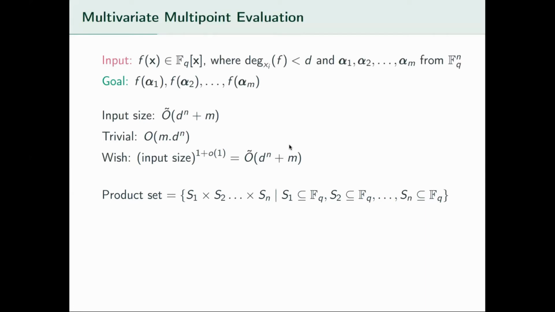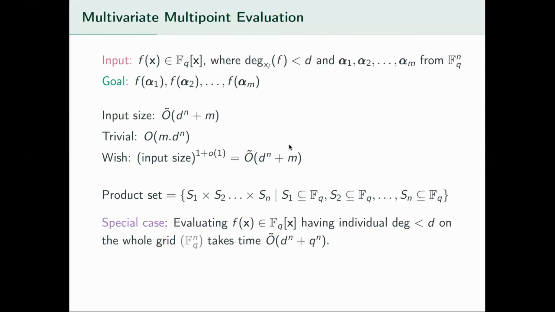If I want to evaluate my input polynomial on this product set, then I can actually do it efficiently. When I say efficiently, that means nearly linear in the input size. A special case would be to evaluate f(x) on all points over the underlying field F_q, all possible points. That's basically evaluating f(x) over the whole grid F_q to the power n, where the input size will be order of d to the power n plus q to the power n, and the output complexity will be O tilde of d to the power n plus q to the power n. That's why we say that we can do it efficiently.